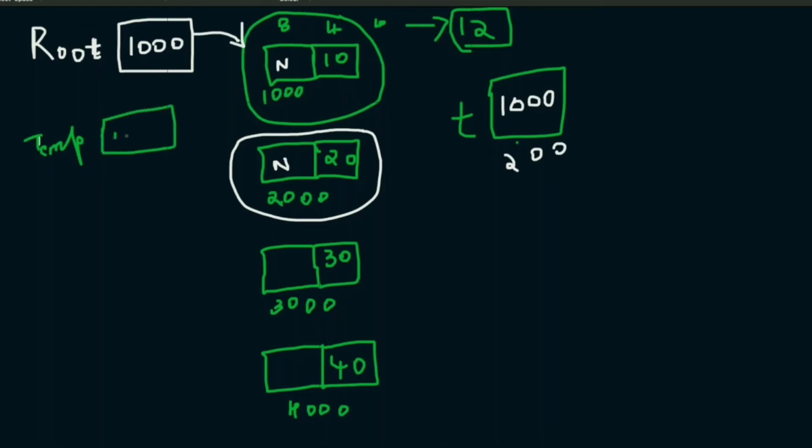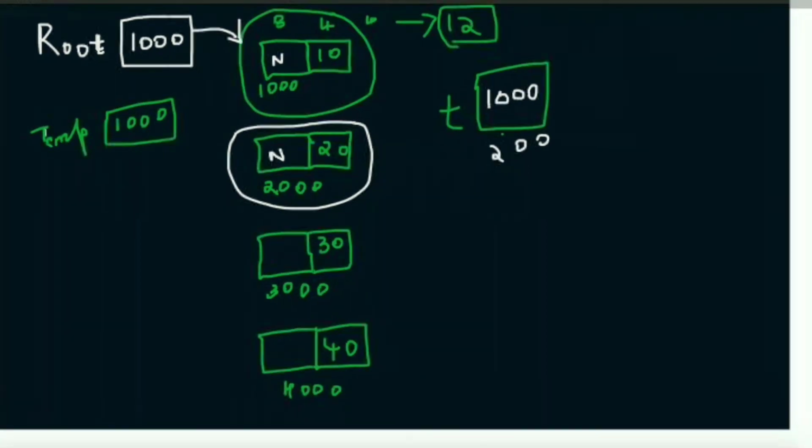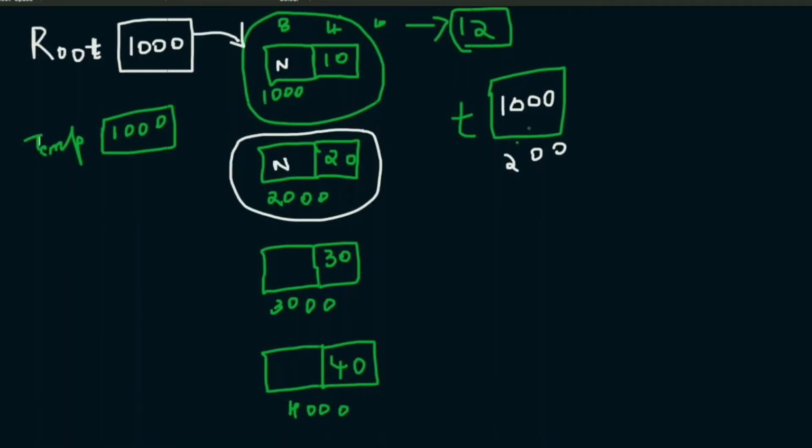So this will become 1000 now. Now from 1000, I will go here and check whether this is null or not. If it is null, then I'll copy this address, whatever address I have here, 2000, right? I'll copy this address to this position.